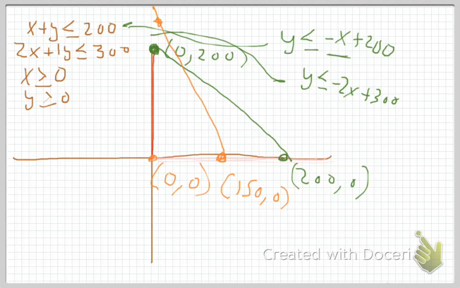All right. And of course, this point here, graphically, that's pretty easy. We want to find out when these two intersect. Okay, these two intersect, and it ends up being 100, comma 100.